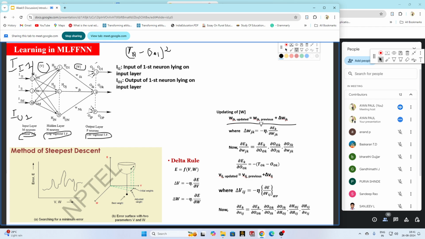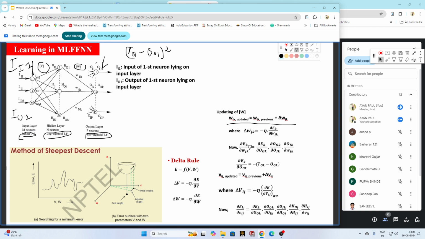Now delta W is the same: minus eta del Ek by del Wjk. The problem here is, if I want to calculate del E by del W, here will be your error, which is tk minus ok, somewhere here, but you want to differentiate in terms of W. In between there will be other terms, and then you will reach here. So you have to apply the chain rule.